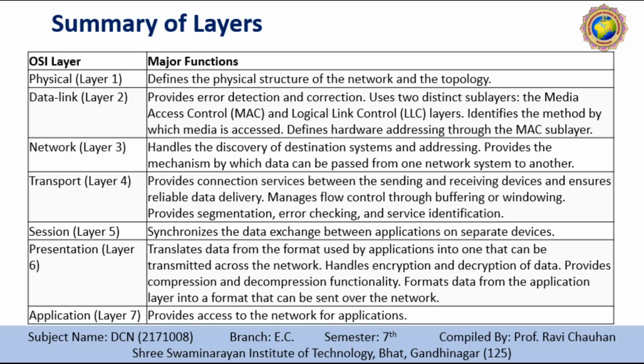Transport layer. The main function of the transport layer is to provide a connection service between the sending and the receiving devices and ensure reliable data delivery, just like our TCP/IP. It manages flow control through buffering or windowing. We are going to see buffering and windowing in the following sessions. It provides segmentation, error checking and service identification.